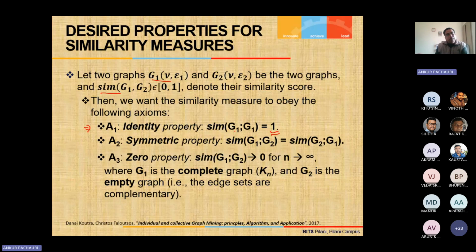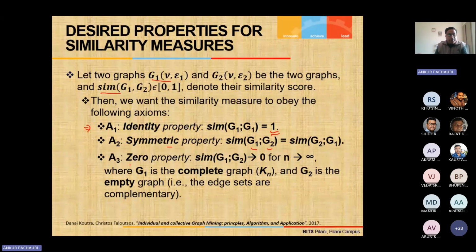Similar type, the same graph but with different orientations. The algorithm should be capable of that. The second is the symmetric property, meaning that whichever the order of the graphs, the similarity score has to be the same. If I'm comparing G1 with G2 or G2 with G1, the similarity score has to be the same. One is identity and another is symmetry.